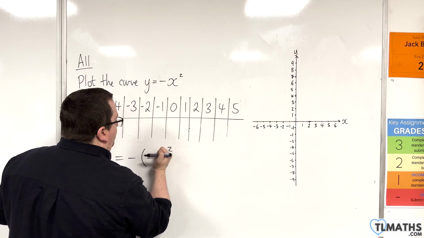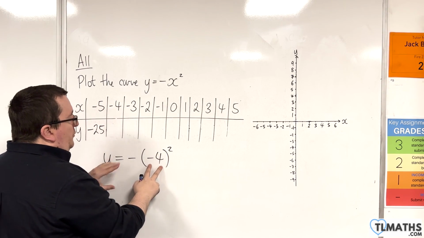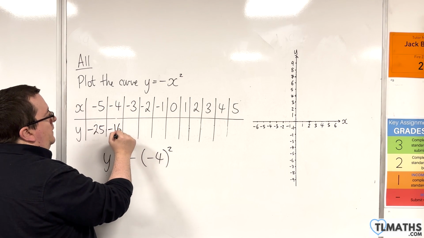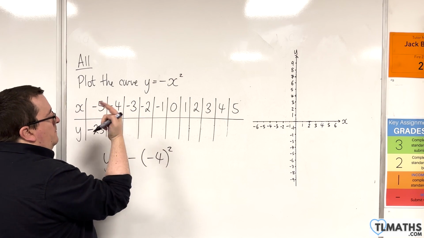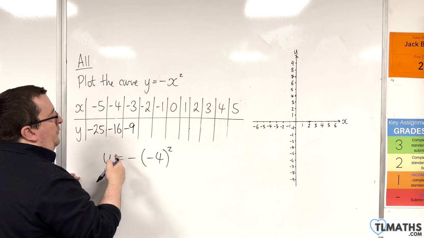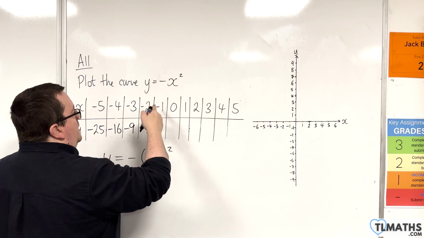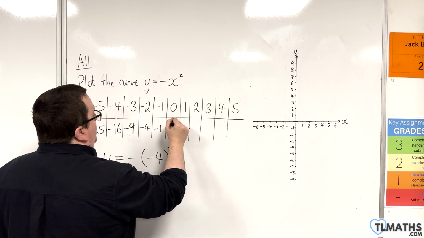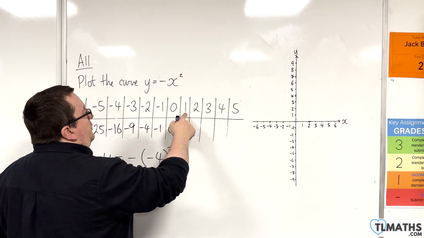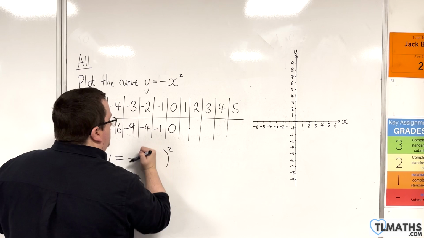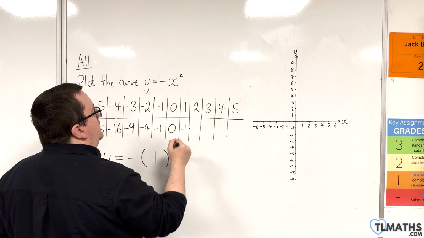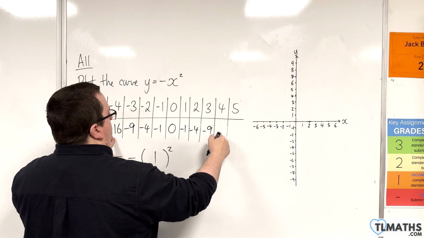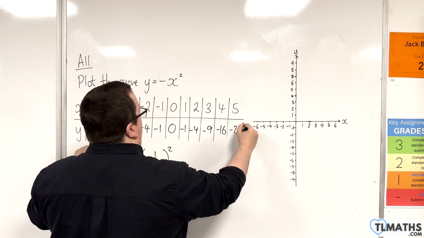So when x is minus 4, we get minus 4 squared is 16, so the negative is minus 16. So minus 3 squared is 9, negative that's minus 9. Minus 2 squared is 4, negative that's minus 4. Minus 1 squared is 1, negative that's minus 1. 0 squared is going to be 0. Then we've got 1 squared. So if it's just 1 squared, then it's minus 1. And then here's our symmetry. Minus 4, minus 9, minus 16, minus 25.